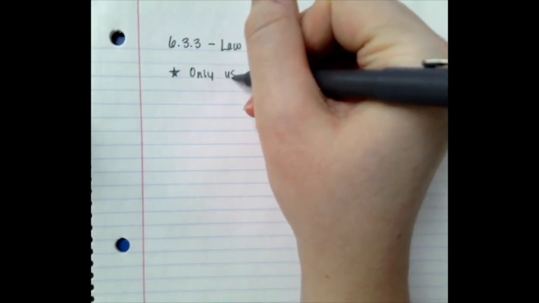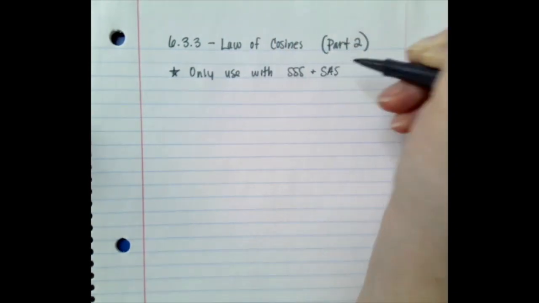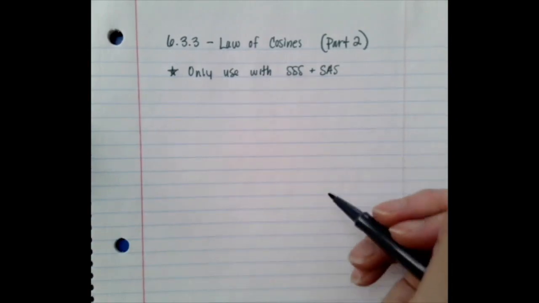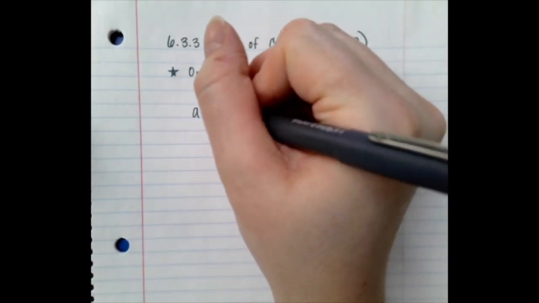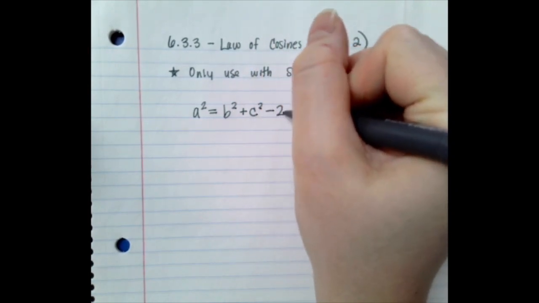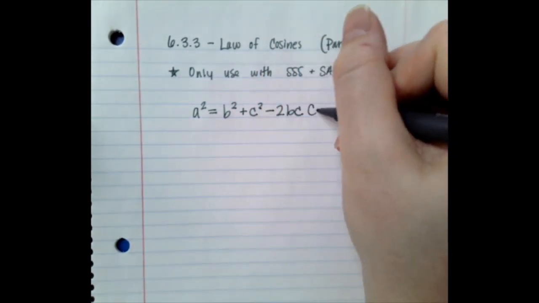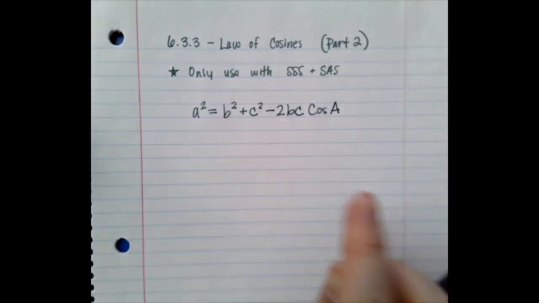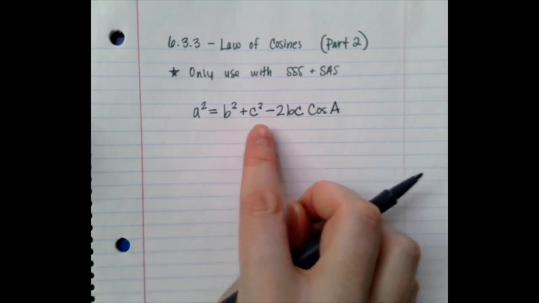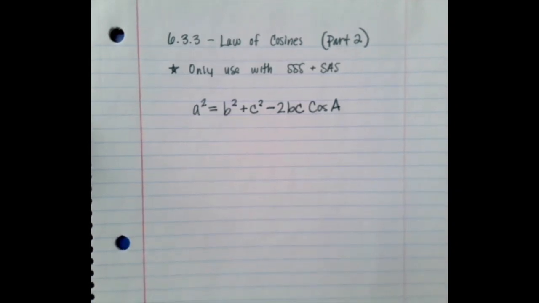So the first thing I'm going to write down is a couple important things we need to remember. First, we can only use it with side, side, side, and side angle side. So we have to make sure that's our first step every time, to make sure we can actually use this law. And then here's our formula: a squared equals b squared plus c squared minus 2bc cosine of A. This is why, if you did not watch part 1, it's helpful to go back and watch it, because it breaks down each of these pieces. But today we're just going to jump right in.